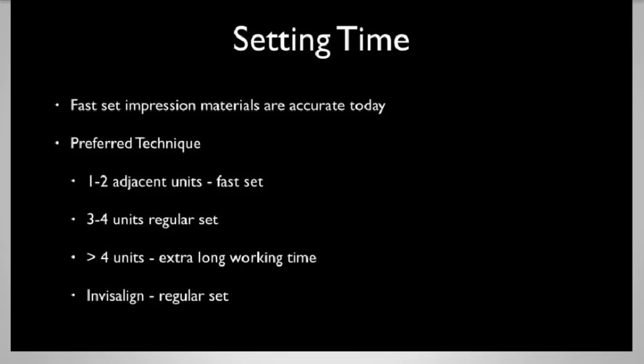As far as setting time, I like to use different setting times that really ease my stress levels, yet minimize the amount of time the tray needs to stay in the patient's mouth. I use fast set for 2 or fewer units and regular set materials for greater than 3 or 4 units. When I get beyond 3 or 4 units, I like to use an extra long working time material. If I'm taking an impression of 10 teeth, I don't want to be stressed that the material is setting up. So in those cases, I like to use an extra long working time. At the same time, if it's one or two adjacent teeth, a relatively straightforward impression, let's minimize the amount of time we need to leave that tray in the patient's mouth and really improve their experience.